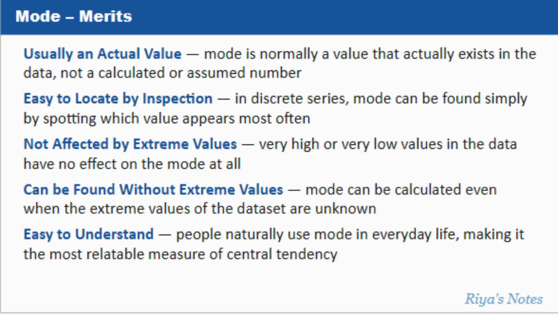Mode, merits. Usually an actual value. Mode is normally a value that actually exists in the data, not a calculated or assumed number. Easy to locate by inspection. In discrete series, mode can be found simply by spotting which value appears most often. Not affected by extreme values. Very high or very low values in the data have no effect on the mode at all. Can be found without extreme values. Mode can be calculated even when the extreme values of the dataset are unknown. Easy to understand. People naturally use mode in everyday life, making it the most relatable measure of central tendency.